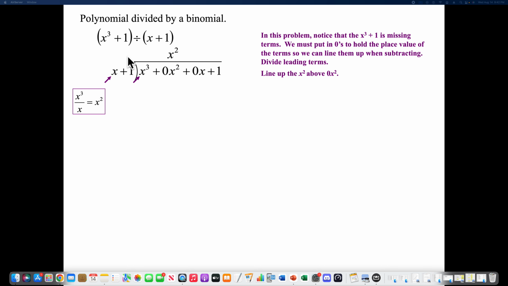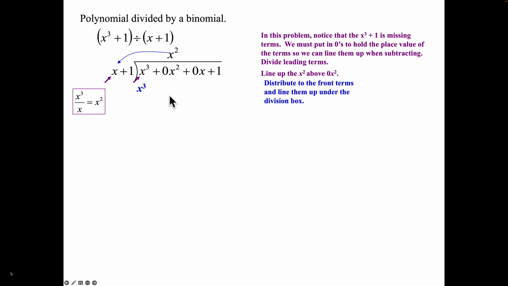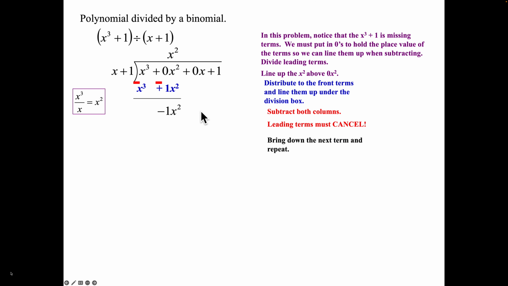So let's multiply our x squared to x and 1. We'll get x cubed plus 1x squared. Minus minus, x cubes are gone. 0 minus 1, negative 1x squared. Repeat the process. Bring down the 0x and bring down the 1. I just like to bring everything down each time.